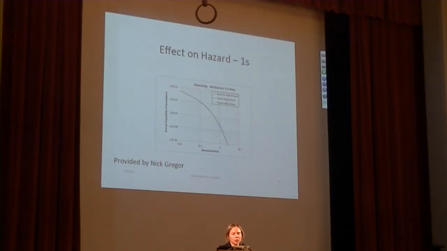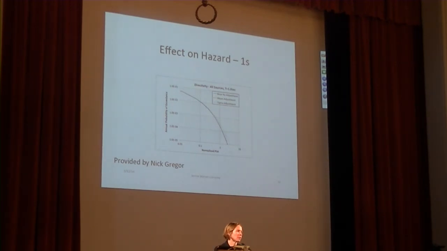If we then look at hazard space, I think Nick showed these this morning. This is the hazard cases run for 1 second and 3 second at DCPP. The blue line in the middle there is the hazard with no directivity. If you add the mean model, the hazard goes down a little bit. And if you add the sigma model as well, then the hazard goes up slightly.